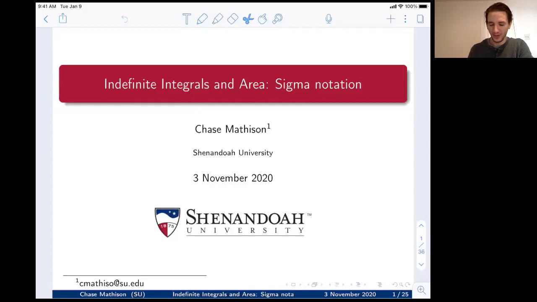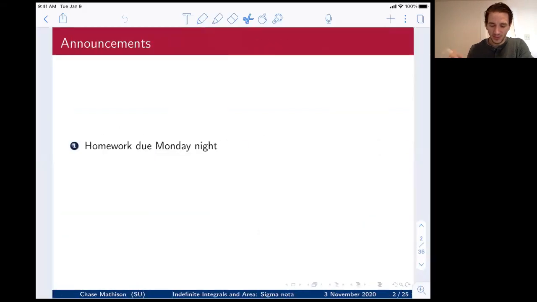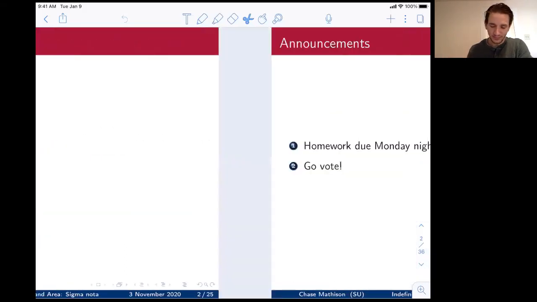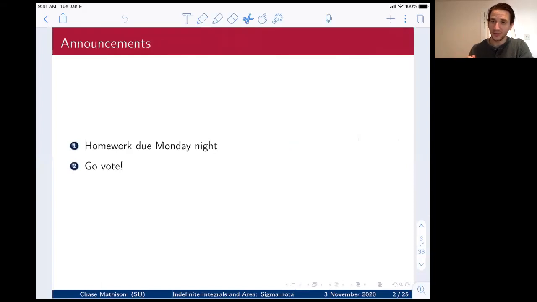under a curve. Okay, so reminder, you've got homework due Monday night, and you should vote today if you haven't voted. I voted. Where's my sticker? It's over there. But I voted.